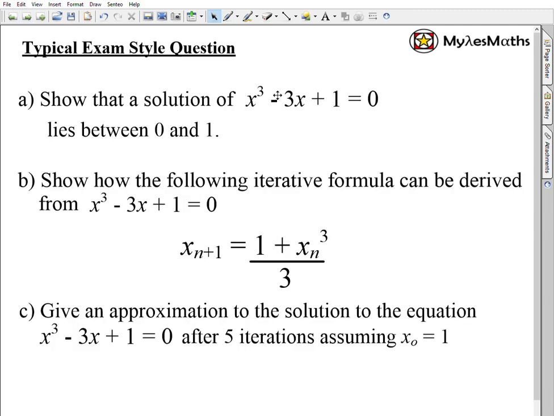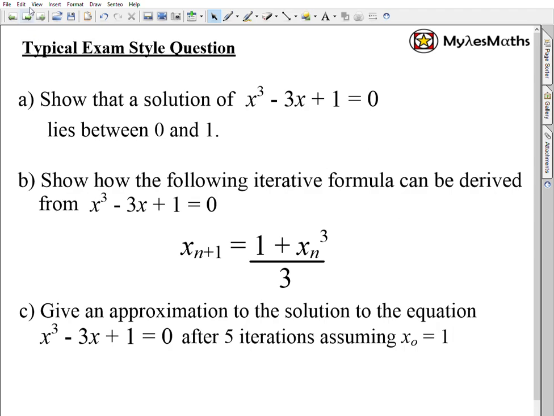So what we're going to do is look at x cubed minus 3x plus 1 equals 0. We're going to show that it has a root between 0 and 1. We're then going to derive the iterative formula. Now, they won't ask you at GCSE to just come up with an iterative formula. They'll give you it, and they'll ask you to show how it could be derived. So it's all about your method of doing it, showing all your working out. And then we're going to generate an approximate solution to the equation after 5 iterations, assuming that x0 equals 1.